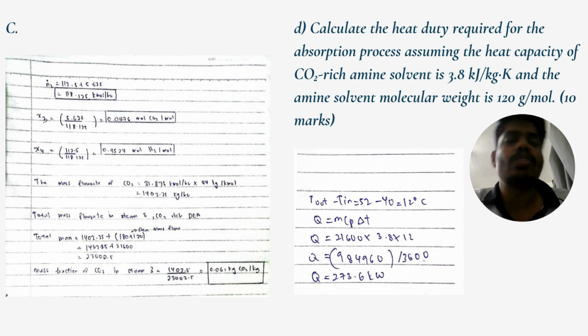Then we will insert those values into the Q equation, which is Q equals m Cp delta T. M, we have already calculated, which is 21,600, and Cp is already given in the question, which is 3.8, and delta T we have calculated just now, which is 12, and we multiply all these, and we got the value. And after getting the value, we have to divide it by 3600 to convert it to kW. So the answer we got for Q is 273.6. That's all. Thank you.